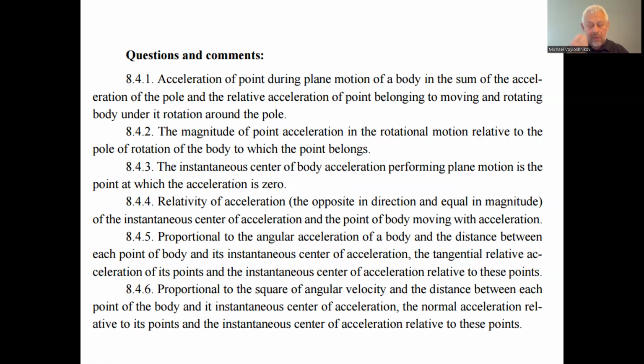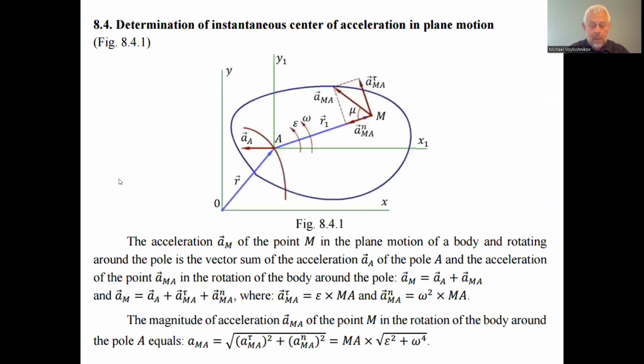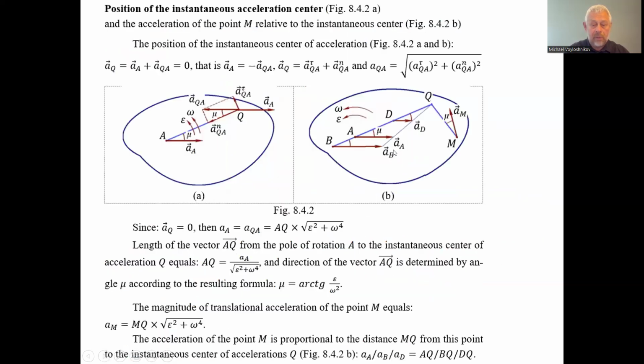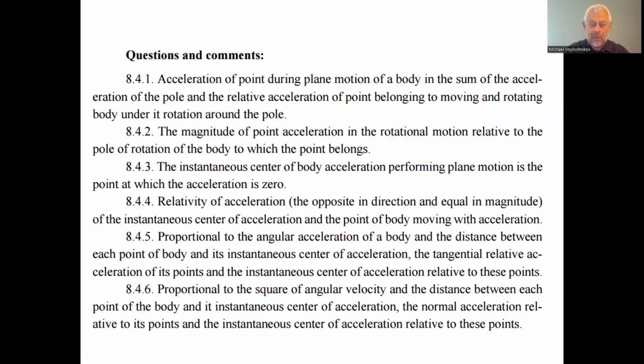The magnitude we can find as follows. The magnitude of the arm AM, for example AQ here, equal to the translational acceleration of this point divided by the square root of the squared angular acceleration of the body plus the angular velocity of the body to the fourth degree, in the denominator under the square root.